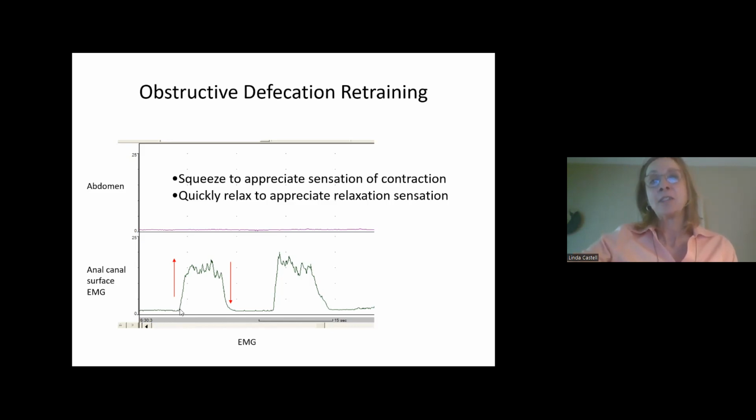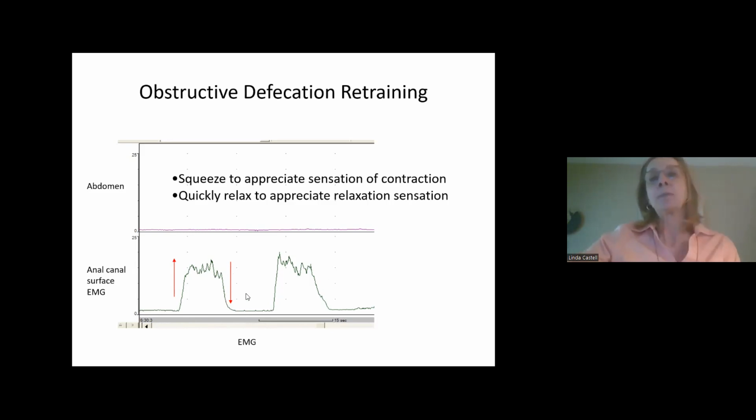So now we're going to say, okay, now squeeze around that tube. Don't use any belly muscles. Just isolate where you feel those muscles, or where you feel that tube. Wrap those muscles around that tube and just hold it, hold it. And now relax. And now you're going to rest for a count of 10. You're going to squeeze, hold it for 10, rest for 10.